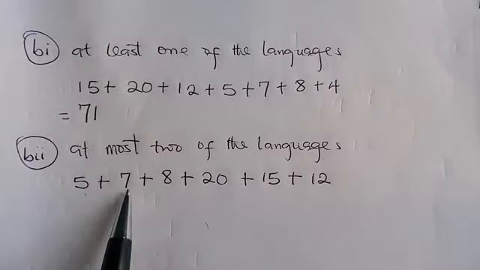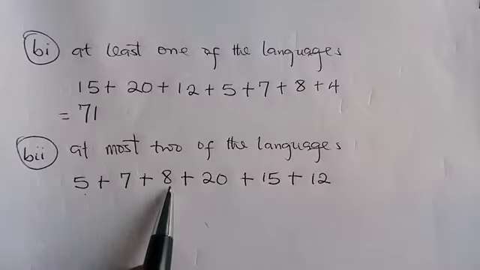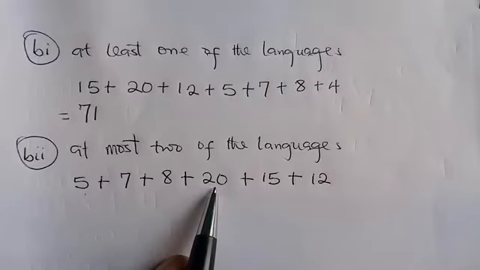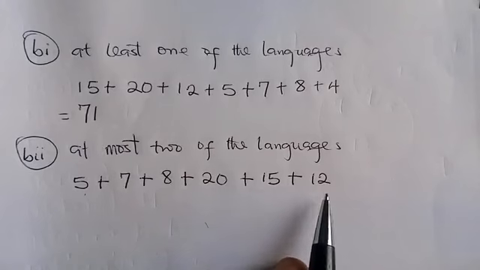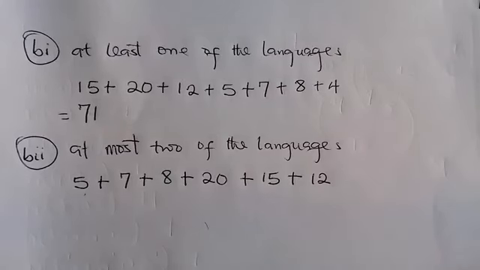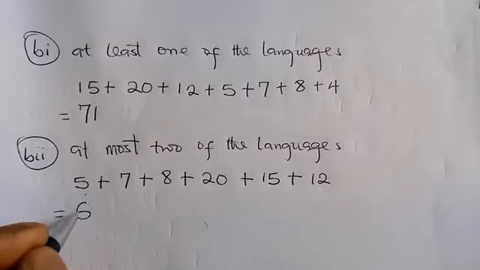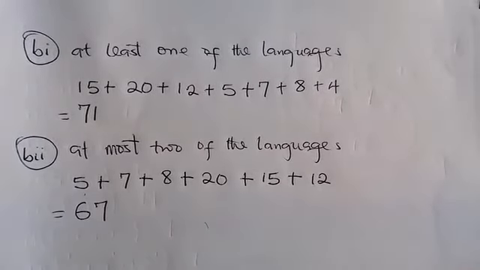5 plus 7, we have 12. 12 plus 8, 20. 20 plus 20, we have 40. 40 plus 15, we have 55. 55 plus 12, we have 67. So 67 boys offered at most two of the languages.